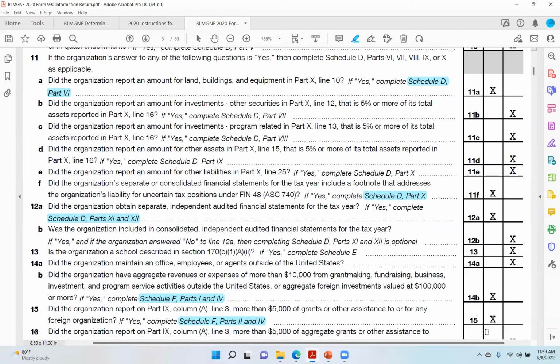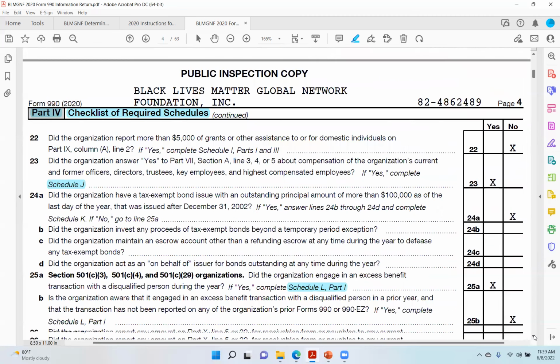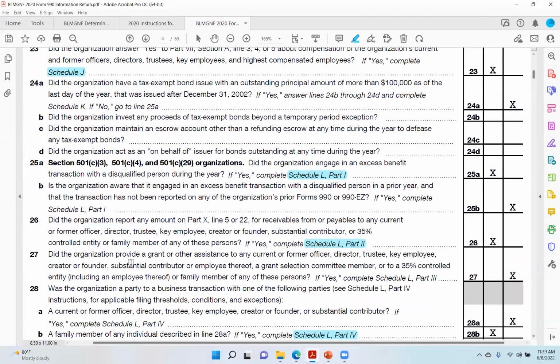Okay. So the next red flag that I identified was question 27. And it said, did the organization provide a grant or other assistance to any current or former officer, director, trustee, employee, creator or founder, contributor, and so on and so forth? That should be yes, because of course they've given financial assistance to almost everybody that was in the clique with Patrisse Cullors. All of her friends got money, her brother got money, her former boyfriend got money, so they all got money. Several people got money, so that should have been yes.